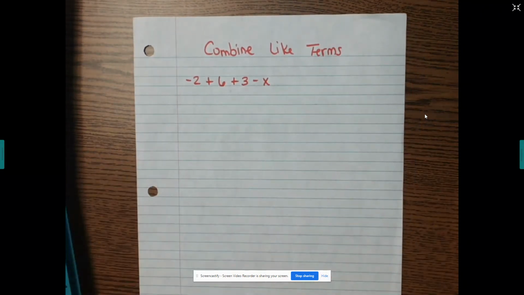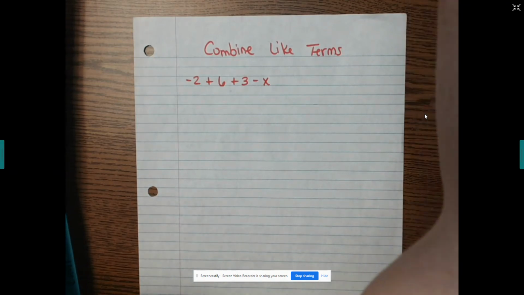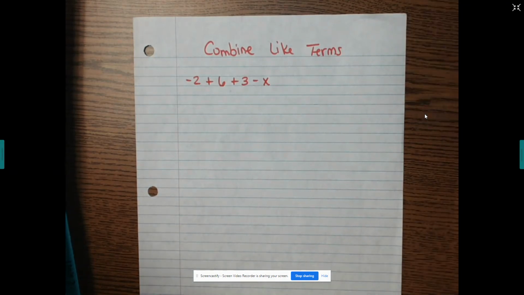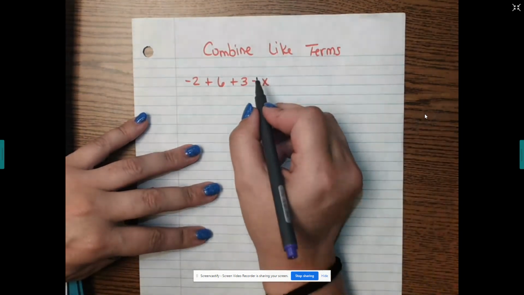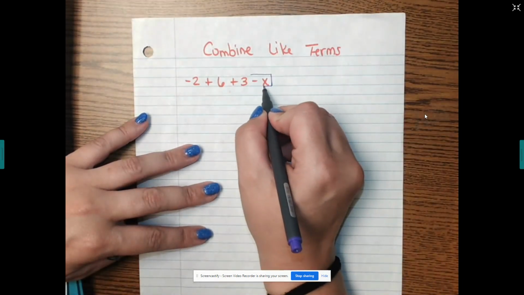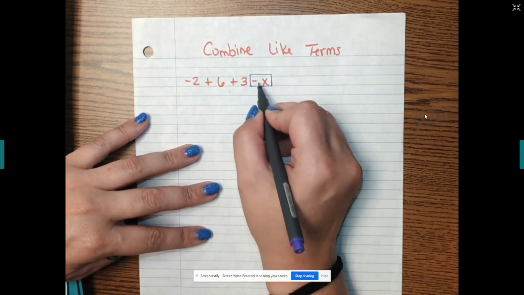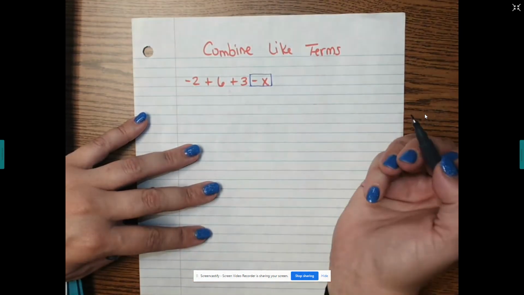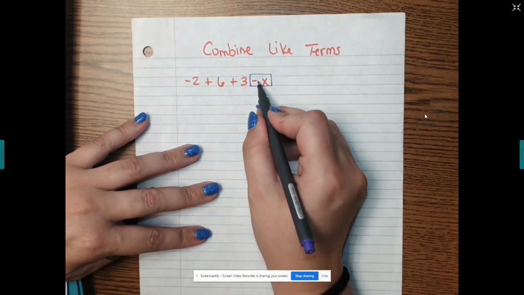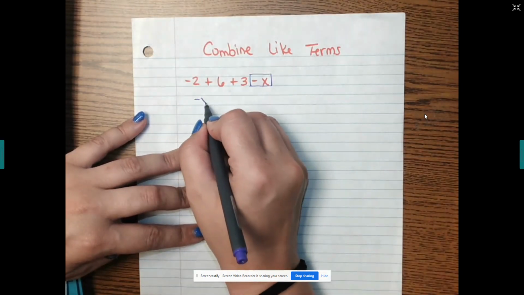What your algebra teachers would like to see when you come next year is that you are following these same steps that they're going to teach you. The first thing you want to do is box all of your x's, or your variable, whatever your variable is. This is easy because I just have one. Notice that I am taking the sign with me. If there's nothing in front of it, that's just 1. So I have 1x, so -x.